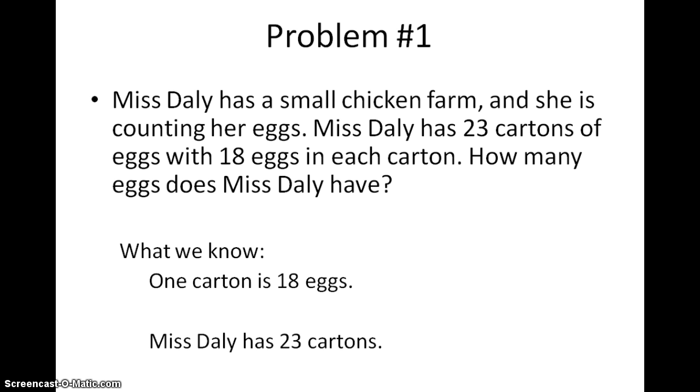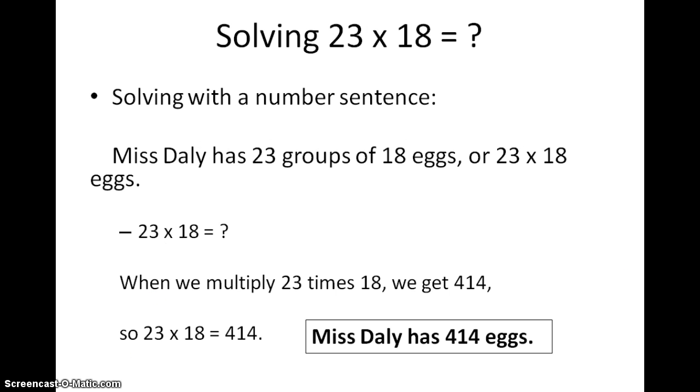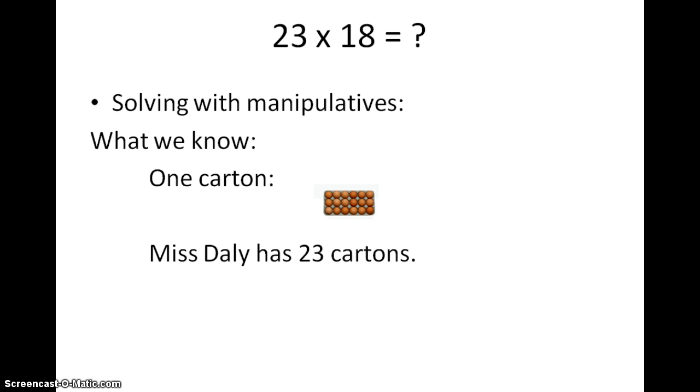So starting with what we know, one carton has 18 eggs in it, and Miss Daly has 23 of these cartons. So solving with a number sentence first, Miss Daly has 23 groups or cartons of 18 eggs, or 23 times 18 eggs. When we multiply 23 times 18, we get 414. So 23 times 18 is 414, so Miss Daly has 414 eggs. Whew, that's a big number.